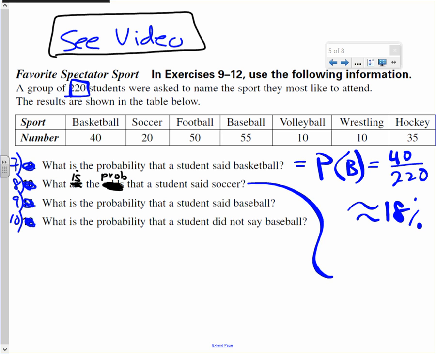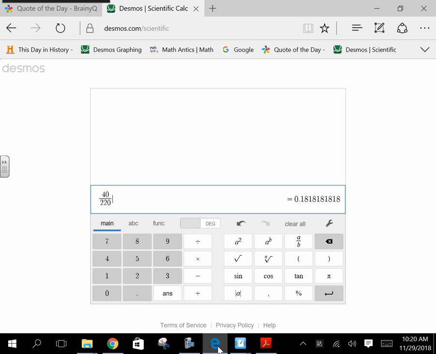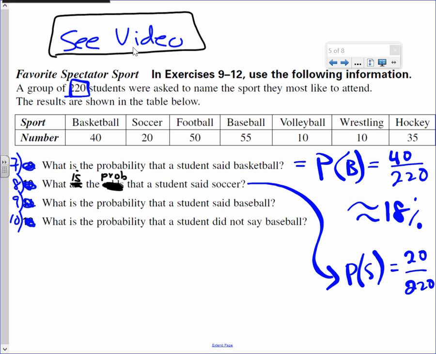Number 8, I'll put right on here. What's the probability that a student said soccer? Same thing. Look at this. Probability, S for soccer. We have 20 out of 220. Let me get my calculator. 20 divided by 220. We got a 9% chance. The hundredths place is a 9, next to it is a 0, so it's 9%. So I got a 9% chance that someone said soccer. You know we're in the United States when soccer is lower than basketball. If this survey was done to high school students perhaps in Mexico or Europe, you know soccer wouldn't be this low.